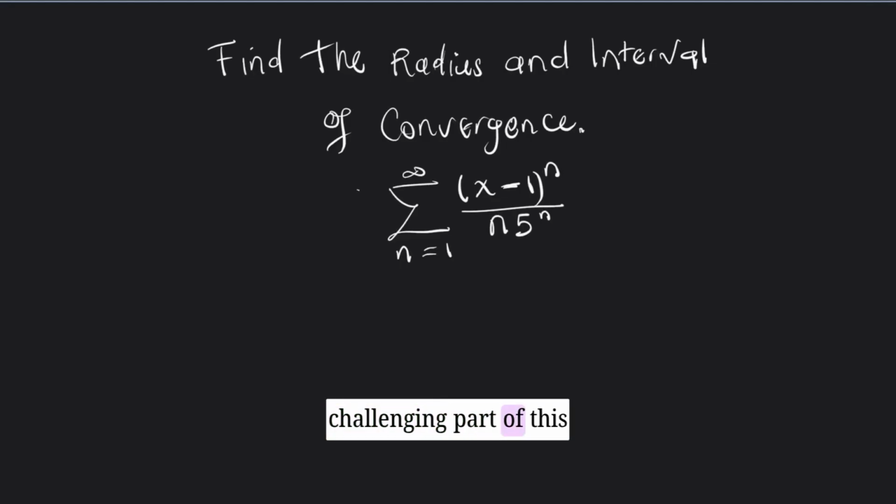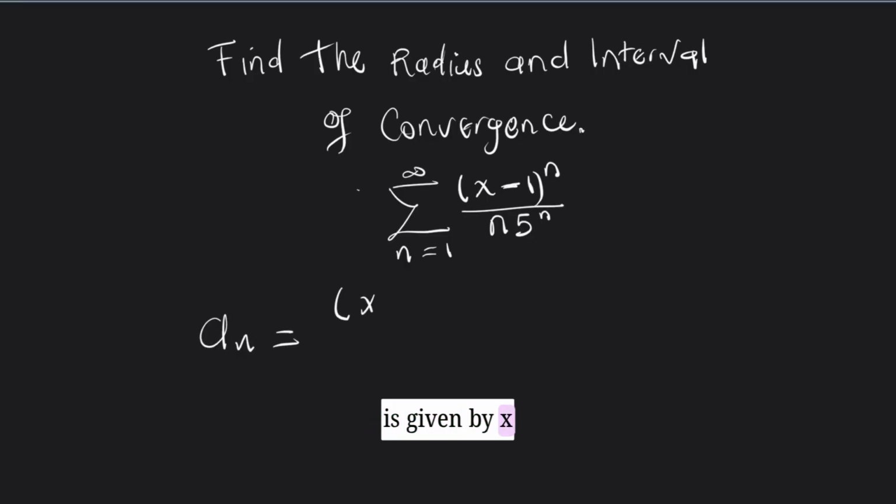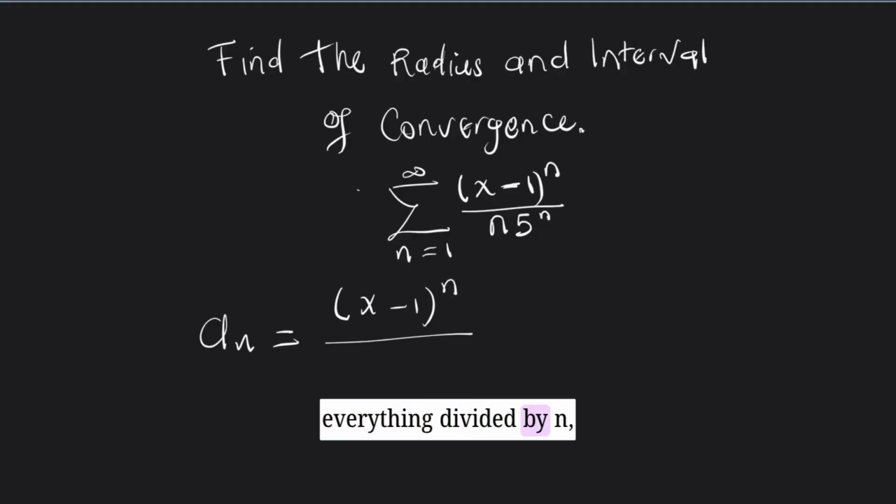The challenging part of this question when it comes to the interval of convergence is testing for the endpoints. But first of all, let us go ahead and compute the radius of convergence. So note that a sub n, that is the nth term, is given by (x minus 1) to the power n, everything divided by n times 5 to the power n.